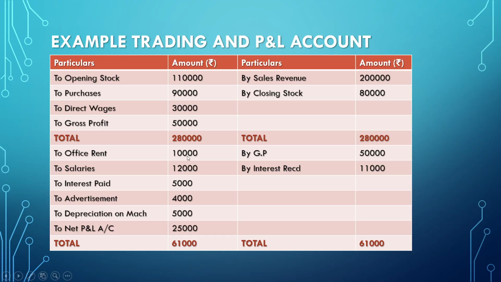61,000 minus 10,000 office rent, 12,000 salaries, 5,000 interest paid, 4,000 advertisement, 5,000 depreciation. If you deduct all this, you will get the net profit. 25,000 is your net profit. If this side is more and this side is less, then instead of net profit you will get a net loss. Okay, so this is how your trading and P&L account will look. Look at it once again to understand everything.